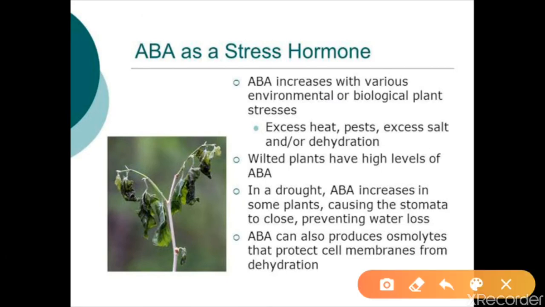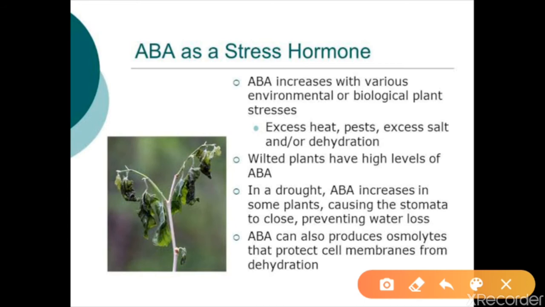The last part, what we call abscisic acid, or you can say ABA, or it is also known as the stress hormone. Whatever we have read in the earlier part, this is just the opposite of that. That means every negative work is done by the abscisic acid. It is also known as the growth inhibitor.